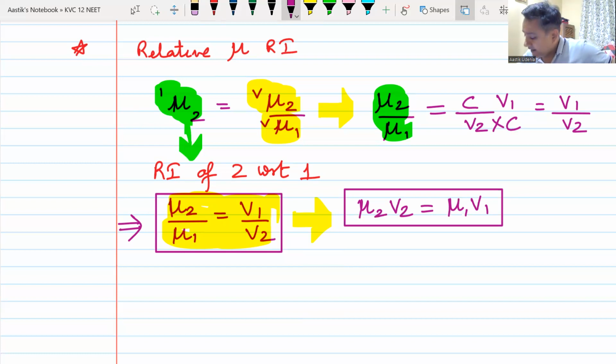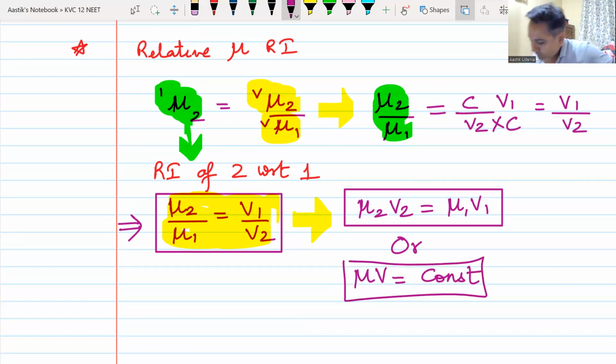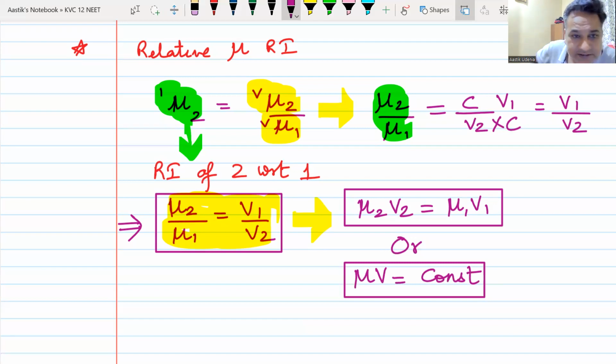Or I can write it as mu into V is a constant. Yes or no? Mu multiplied by V is a constant. If V is more, mu is less. If V is less, mu is more.